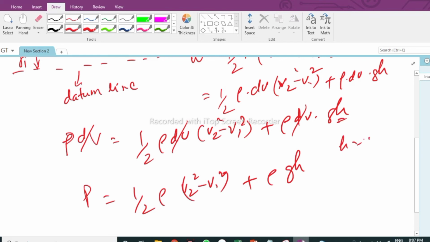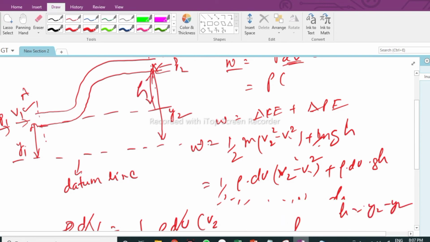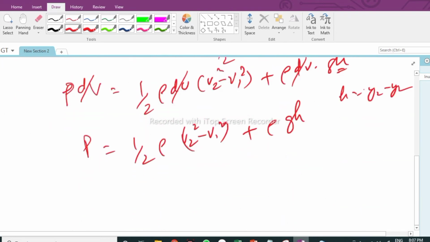Now this h is actually the difference. So here we should write h as y2 minus y1. I am considering this height, which is y2 minus y1.